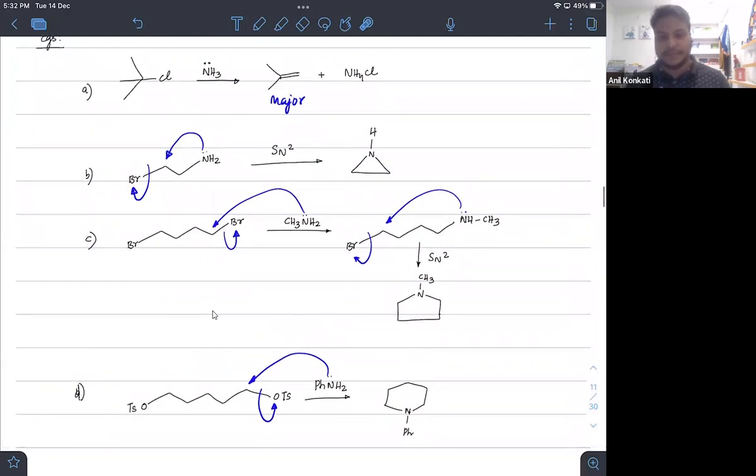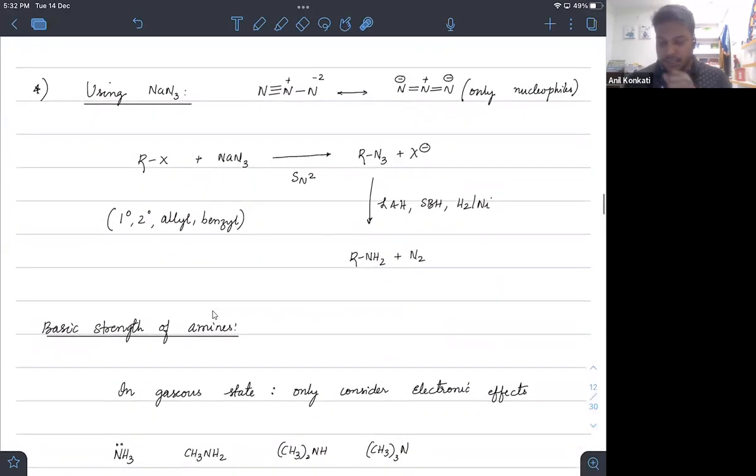Here, everybody. Now see. Using NaN3, NaN3 is also a very good nucleophile. In fact, this is a nucleophile by which SN2 reactions are standardized, because it is considered one of the best nucleophiles to make reactions even on the tertiary positions. So that's why N3 minus is used as a very standard for SN2 mechanisms. So N3 minus will attack here, removes X, so we'll get this RN3 group.